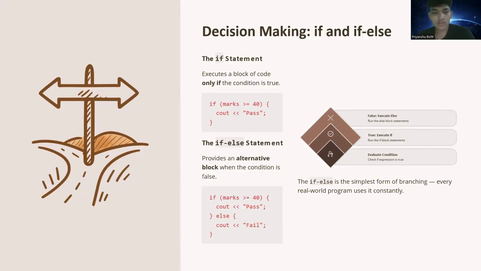Next is the if else statement. If the condition is true, it runs the if block. Otherwise, it runs the else block. So it helps us choose between two options, like pass or fail. It is one of the most commonly used statements in real programs.